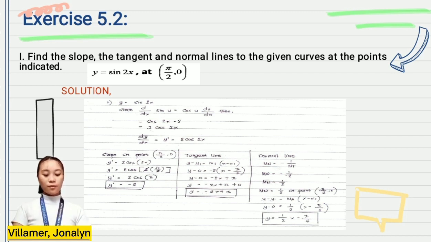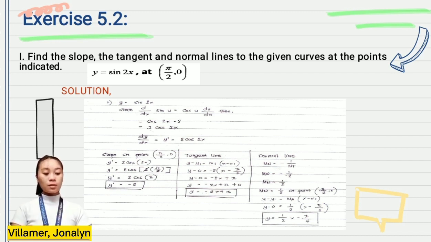In the given application, we have to find the slope, tangent, and normal lines. So first, let's find the slope. The slope at point pi over 2 and 0. The derivative is 2 cos 2x. 2 cos 2 times pi over 2, cancel 2, so 2 cos pi. So the slope at point pi over 2 and 0 is negative 2.